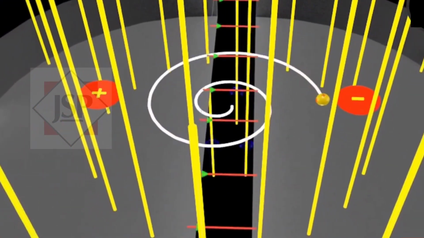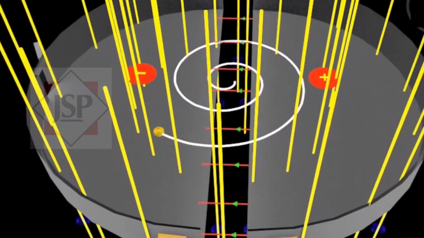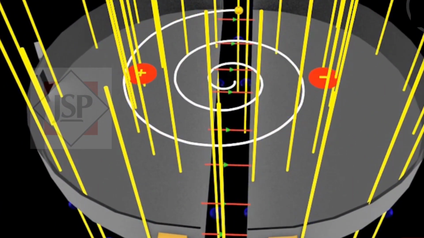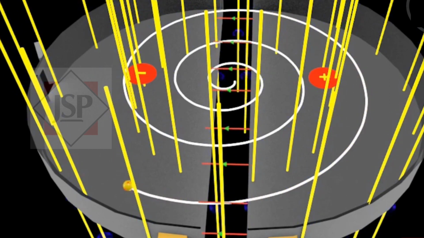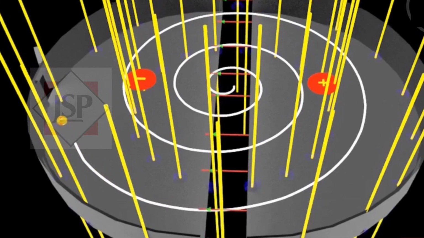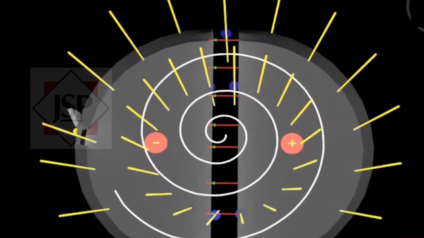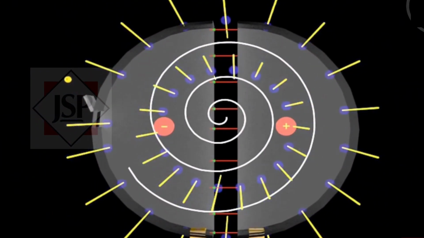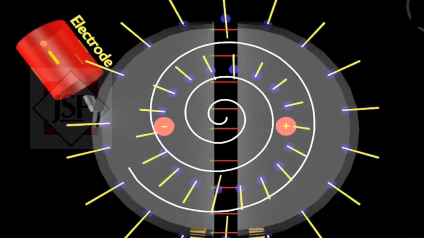In this way, the positive particle starts moving in a spiral path with extremely high velocity till it reaches the periphery of the D's, where an auxiliary negative electrode deflects the accelerated particle onto the target to be bombarded.